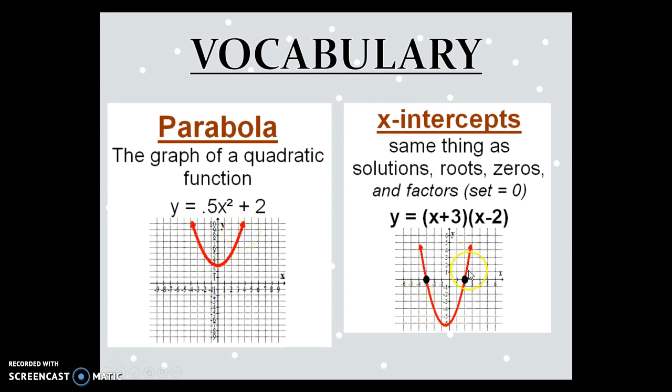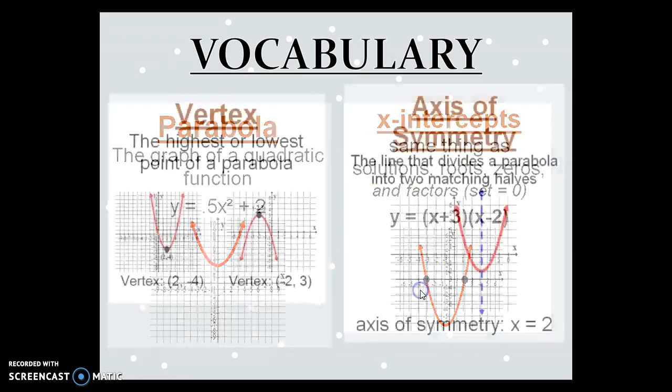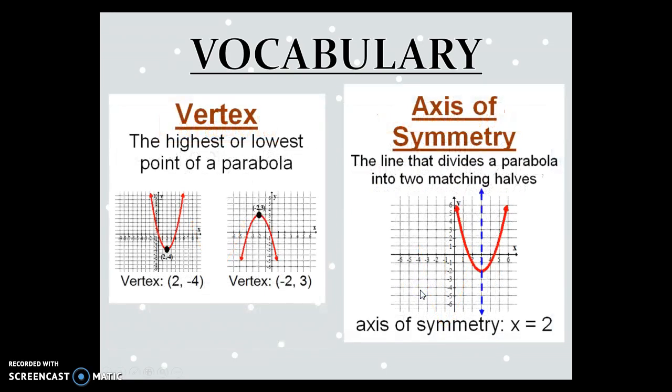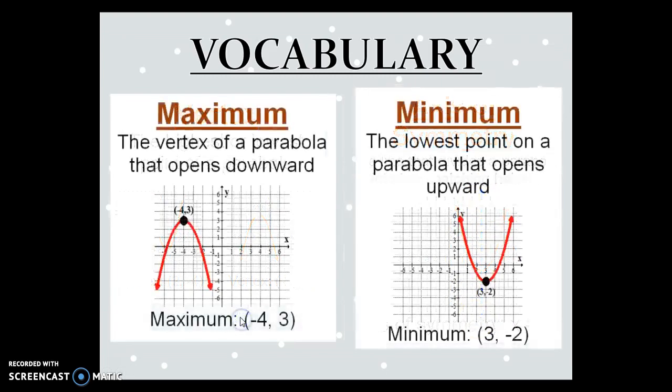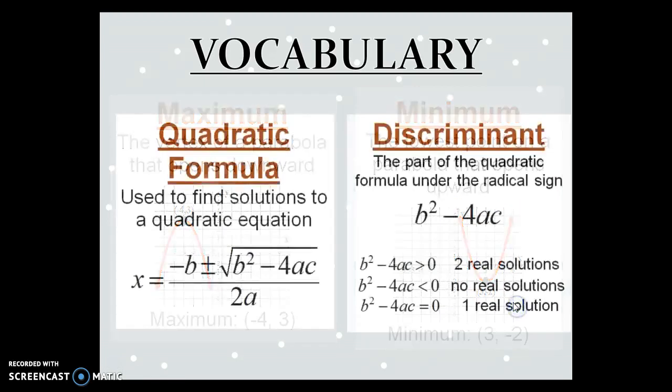X-intercepts is where that quadratic function crosses the x-axis, also called solutions, roots, and zeros. The vertex is either that lowest point or that highest point of the quadratic function. The axis of symmetry is that line that goes straight through the middle of the quadratic function. Maximum is when it's like a mountain and it has a max point. Minimum is when it's like a hole in the ground and it has a low point, so that's minimum.